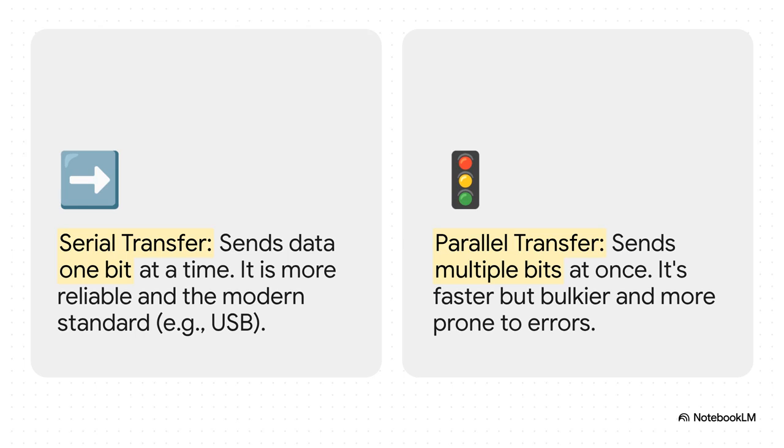Parallel transfer, that's like having a massive 8-lane freeway, where 8 bits of data can travel all at once. It's fast, yeah, but you can imagine it's bulky and the signals can kind of interfere with each other. Serial transfer, on the other hand, is like a super efficient single-lane road, sending just 1 bit at a time. And even though that sounds slower, it's way more reliable and less likely to have errors, especially over distance. And that's exactly why pretty much everything today, like your USB cable, uses this much more elegant, dependable serial method.